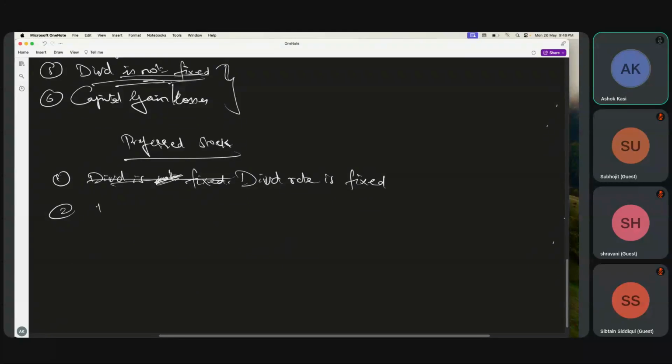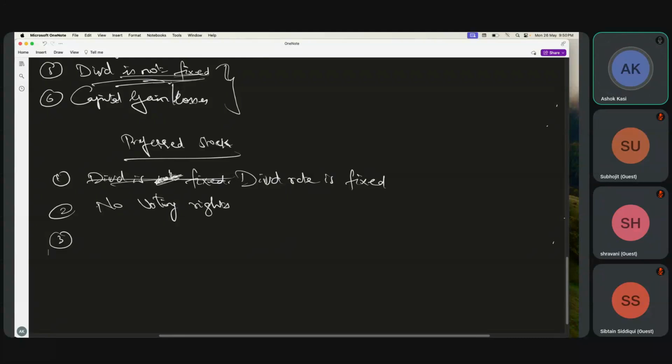Then no voting rights. Is it making sense? If you are the preference shareholder, would you like this feature, no voting rights? Imagine you are the preferred shareholder. Would you be okay with this kind of characteristic, no voting rights? No.